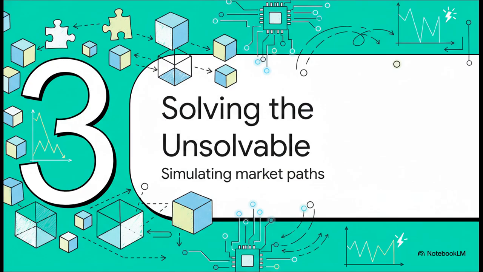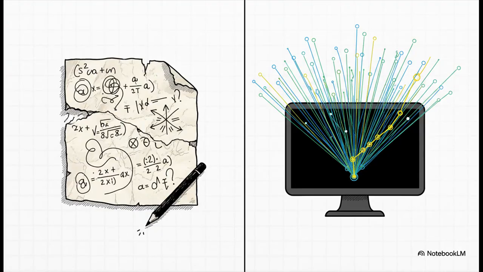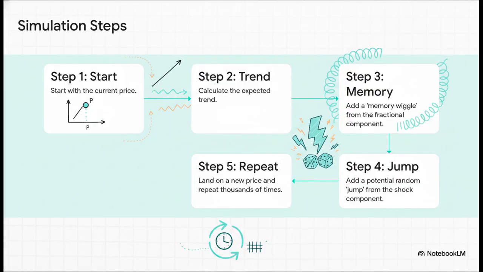If we can't solve the equation on paper, well, we're going to have to build it piece by tiny piece using a computer. The answer is simulation. Instead of trying to find one single grand formula that describes the market's future, we use computers to simulate thousands, maybe even millions of possible paths the market could take, one tiny step at a time.